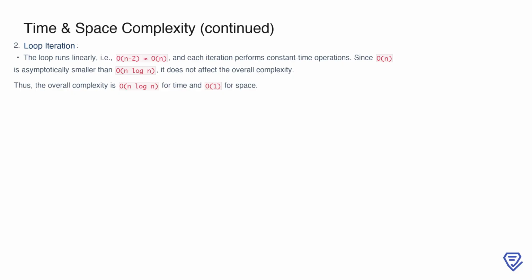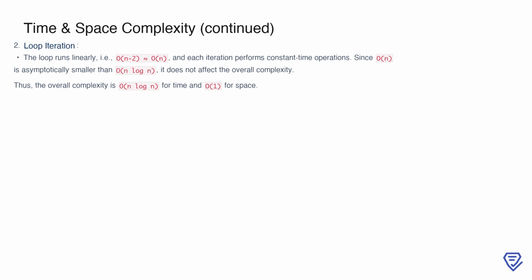Each iteration involves a constant amount of work, such as comparisons and additions, resulting in a time complexity of O(n) for the loop. However, since O(n) is asymptotically smaller than O(n log n), the loop does not change the overall time complexity of the algorithm. Combining the sorting step and the loop, the total time complexity remains O(n log n).